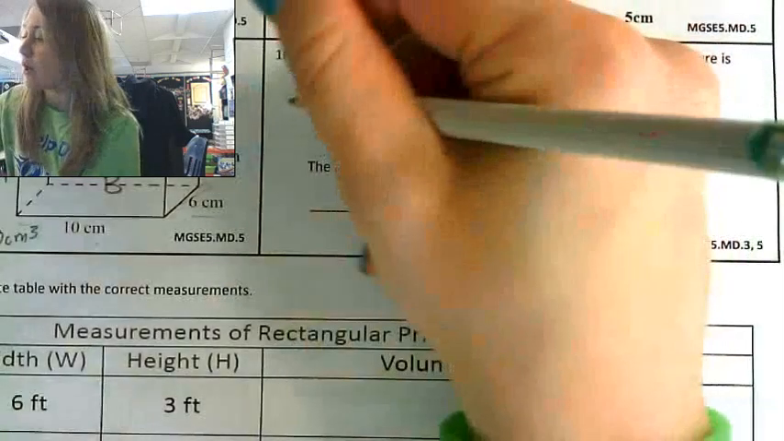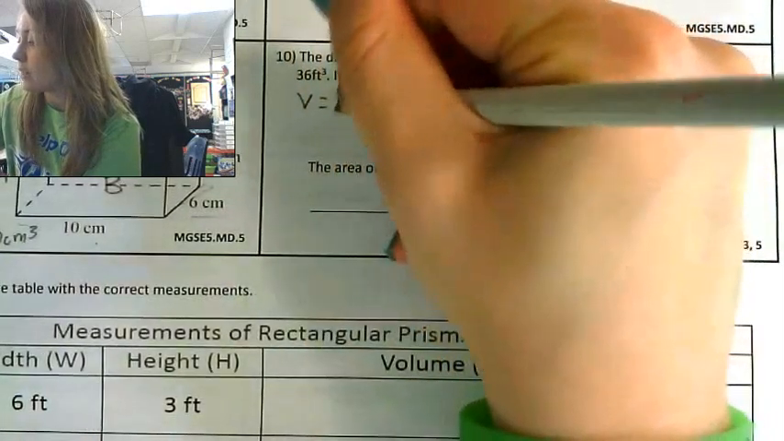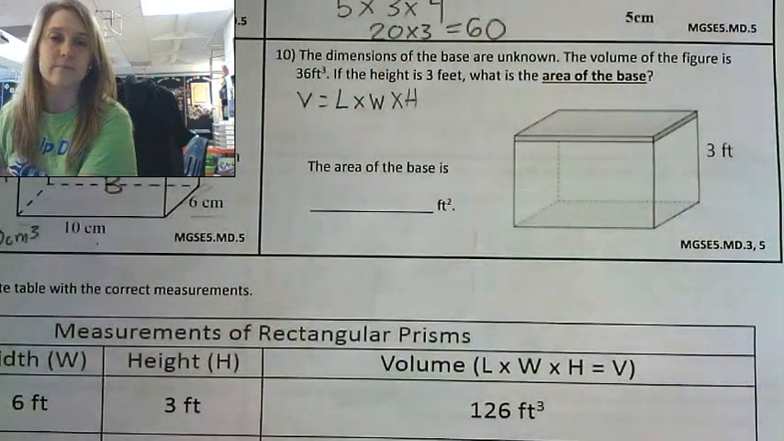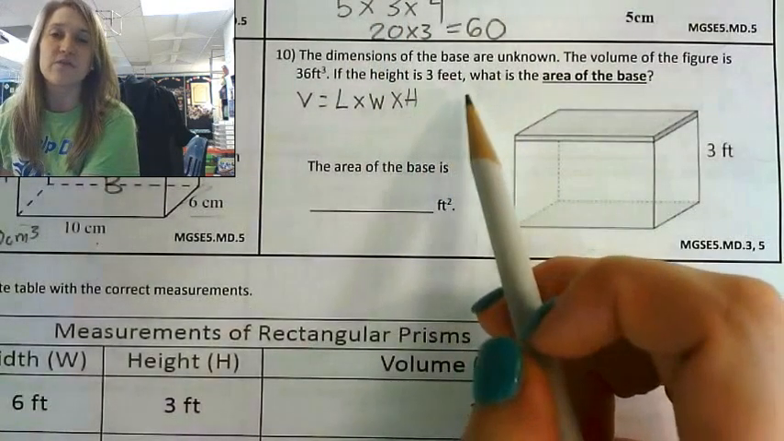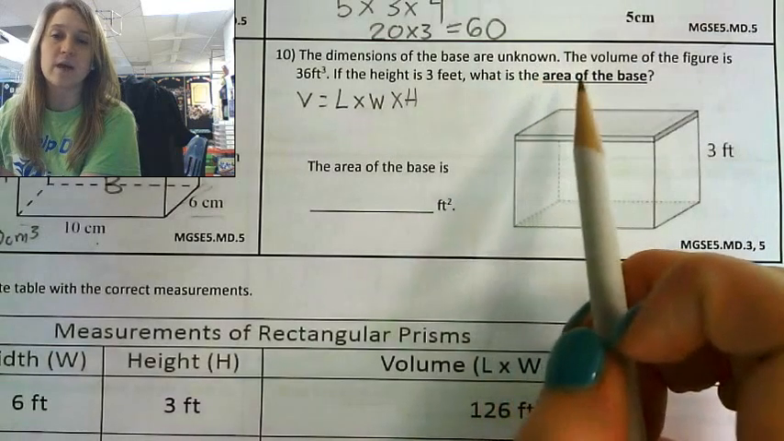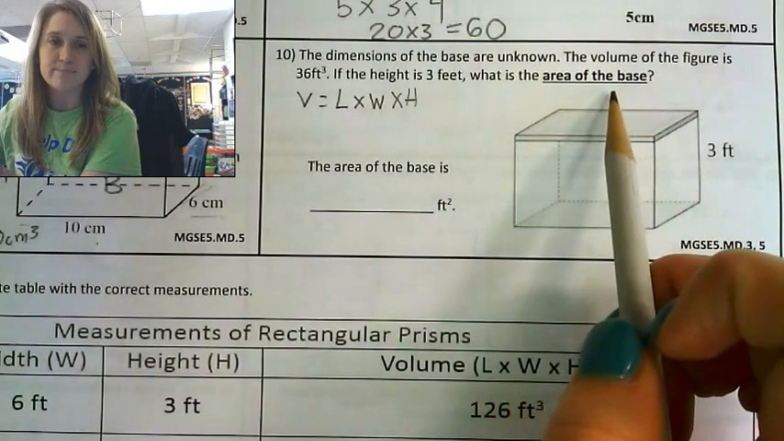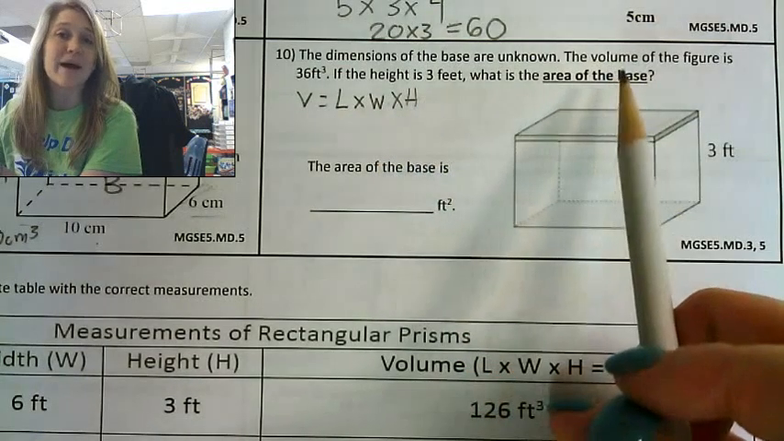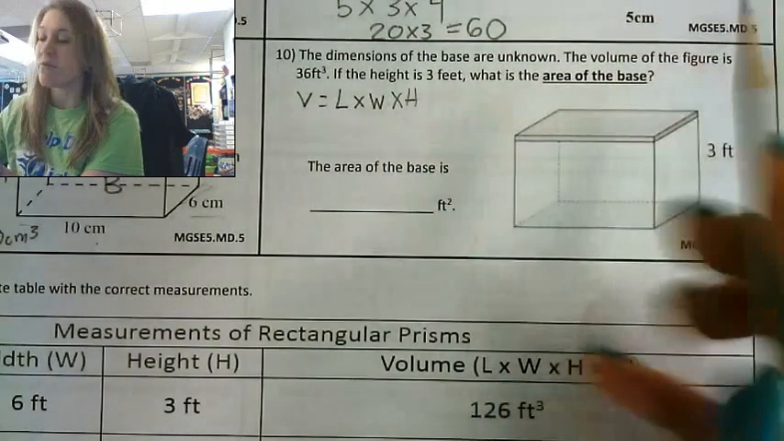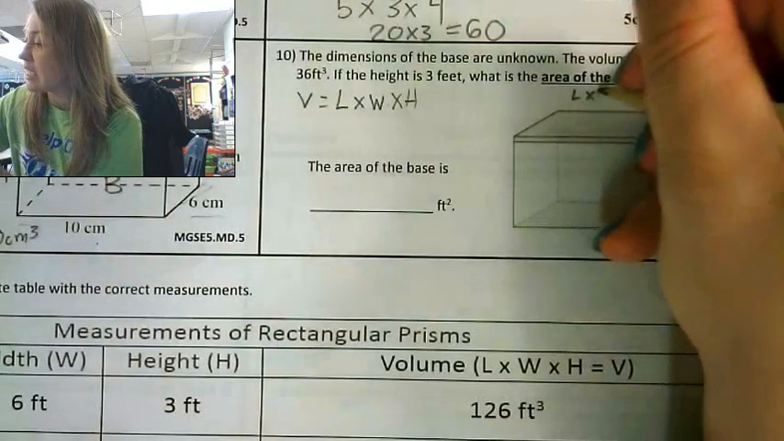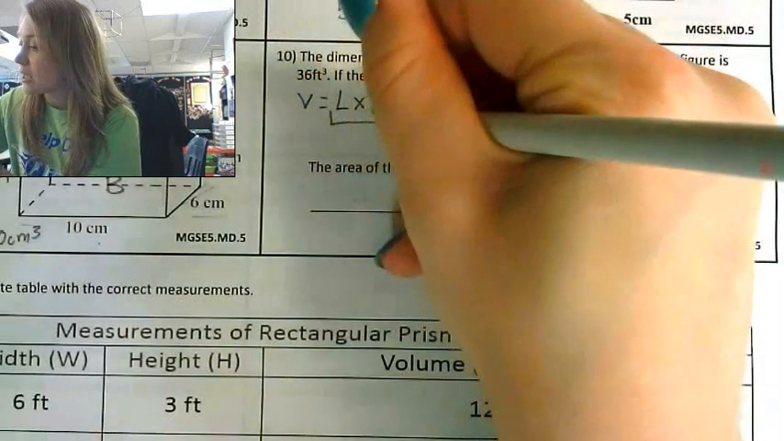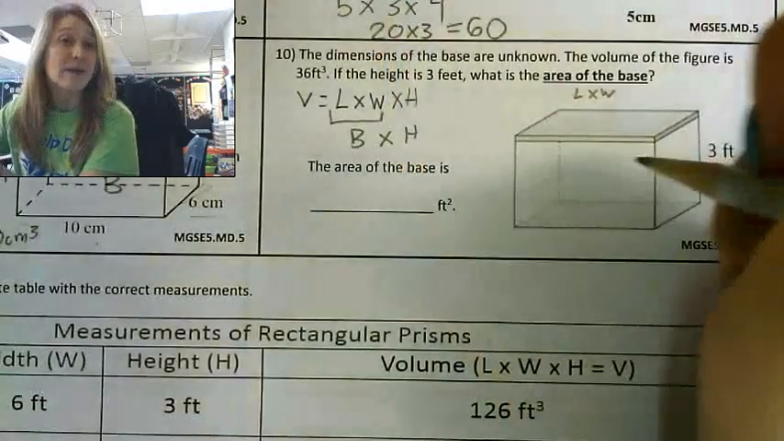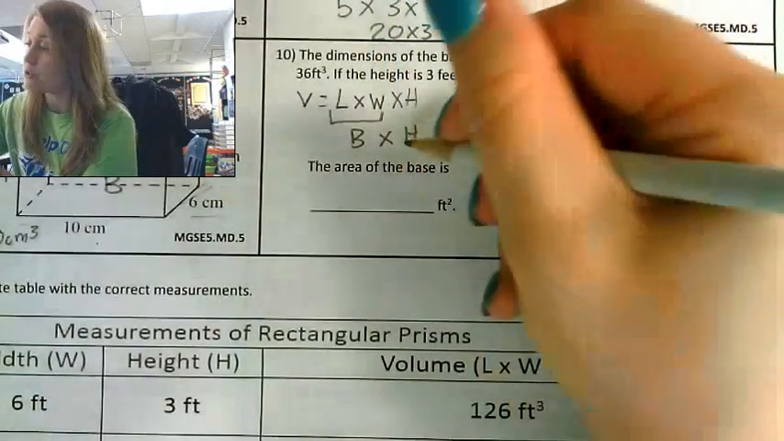Well, what's the formula for volume? Volume, length times width times height, easy. If the height is 3 feet, what is the area of the base? Well, my formula is length times width times height. But I know that the area of the base is the same thing as length times width. So I can call this base times height. Remember, that's our second formula from that first page.